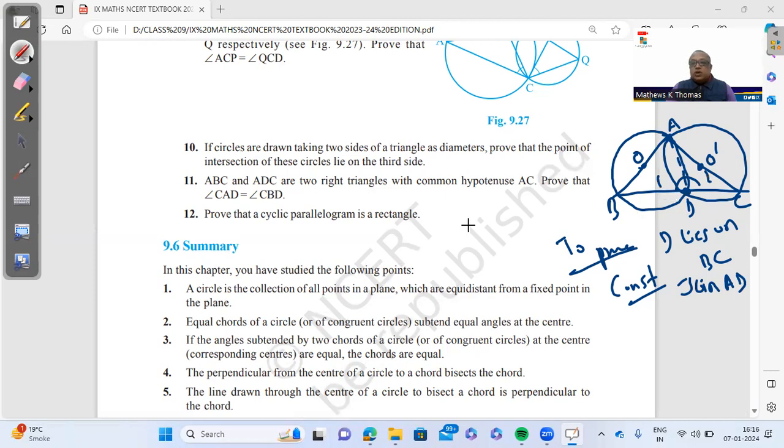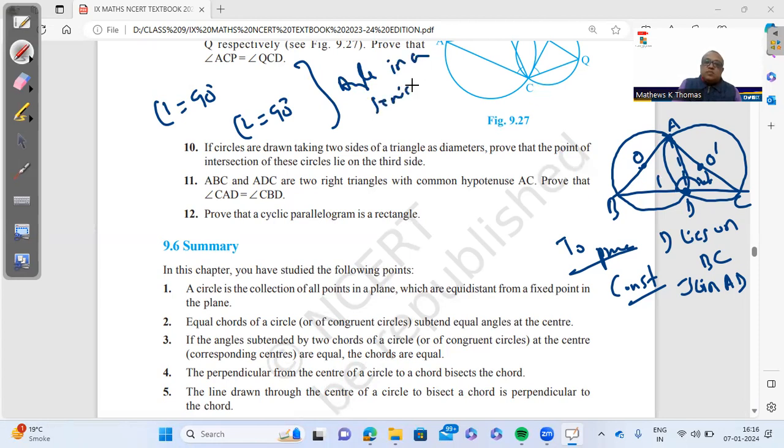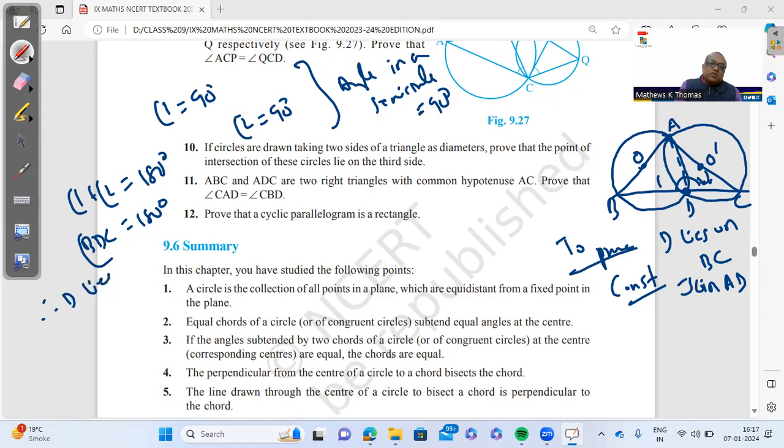Now, these are the two angles. Angle 1 will be 90. Why? Because it is given that AB is the diameter, and the angle in a semicircle is 90. And here angle 2 will also be 90 by the same reason, because this is also a diameter. Angle in a semicircle is 90. Now 1 and 2 are 90, so when I add 1 and 2, I get 180. And what is 1 plus 2? It is angle BDC. So once I prove BDC is 180, I can say D lies on BC, because three points when I join will only form a straight line if that angle is 180 degrees.